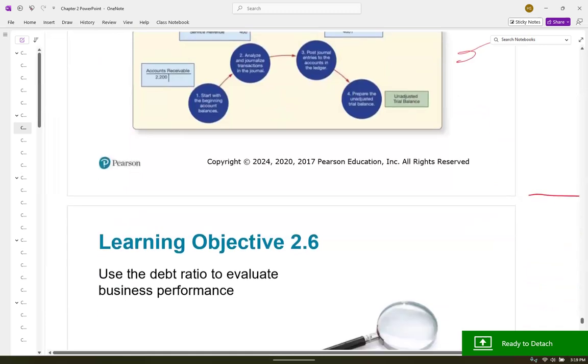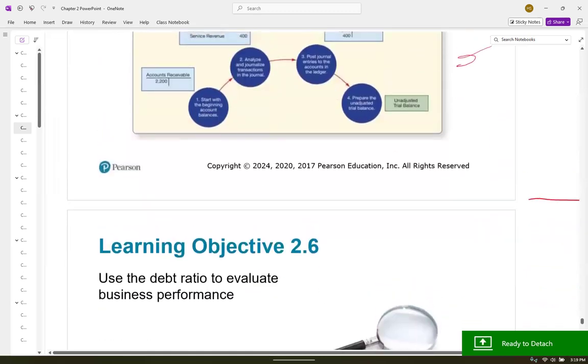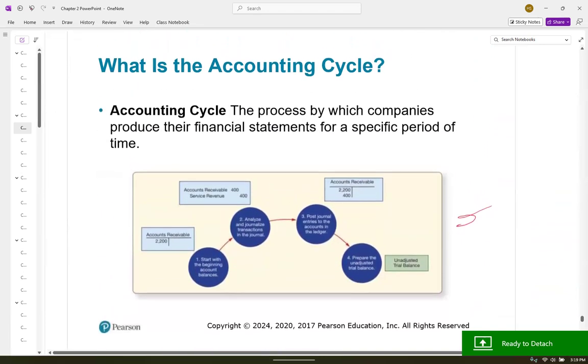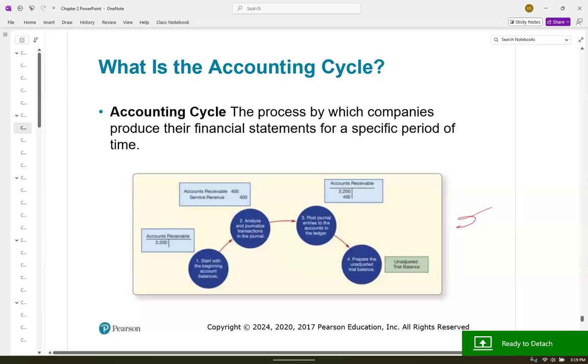All right. We are not doing the last objective. The last objective is over ratio analysis. We have a whole chapter on that. We will talk about that in Principles of Accounting 2. And that is all for chapter 2.